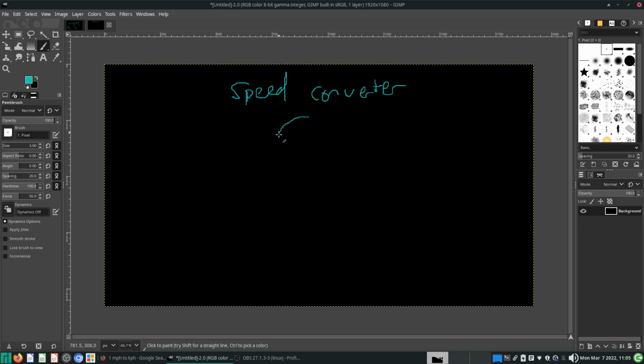Okay, a speed converter. Alright, speed converter. So this whole class here contains a lot of functions or methods. We'll call them methods as well. It has a lot of methods to help you convert from one unit of speed to another unit of speed.